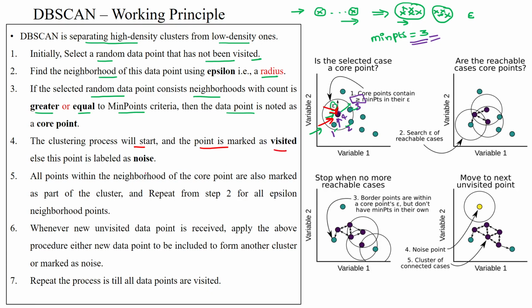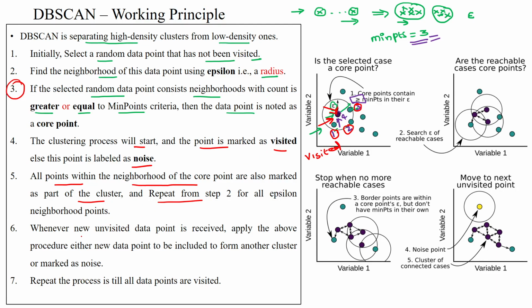If it does not belong to any cluster, then that point will be labeled as noise. We have to mark all the data points within the neighborhood of this core point as part of the cluster. That means here we have data point 1, data point 2 and data point 3. For all three data points, we mark them as visited, right? Then we have to repeat this step for all the epsilon neighborhood points.